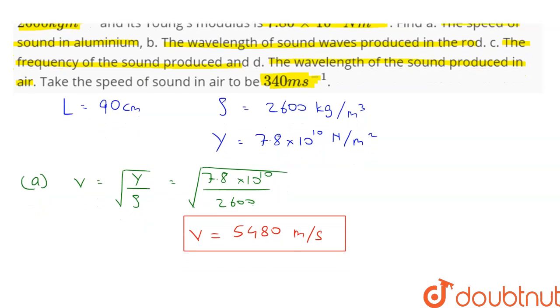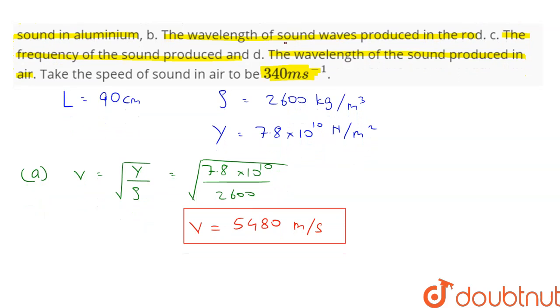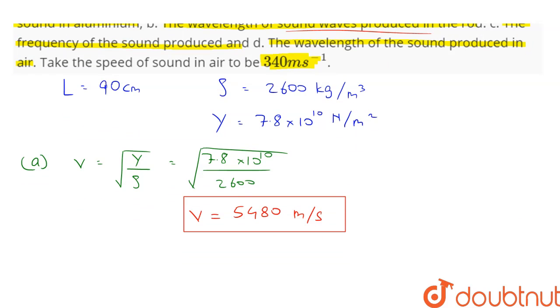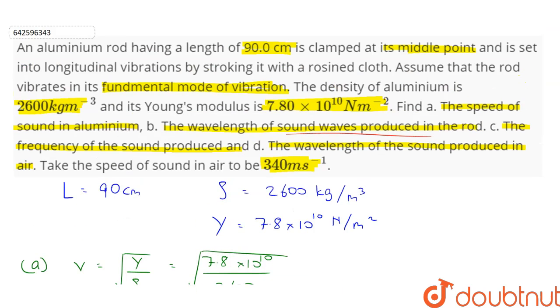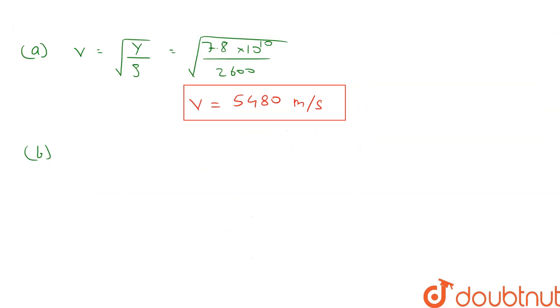In the B part, we need to find the wavelength of sound waves produced in the rod. For this, we need to note that the rod is vibrating in its fundamental mode of vibration and it is clamped at its middle point. Since it is clamped at its middle point, there is antinode at middle point.